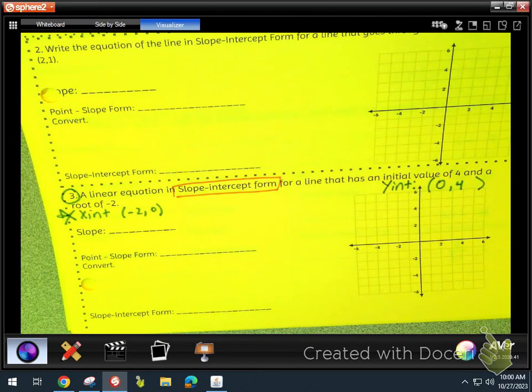Okay, so I'll do 3 with you, then I want you to do number 1, and then I will let you skip number 2 and go to your homework. How about that? Yes, sir.